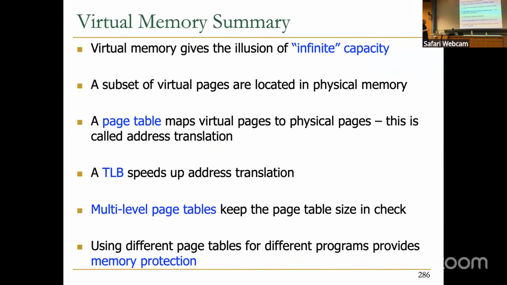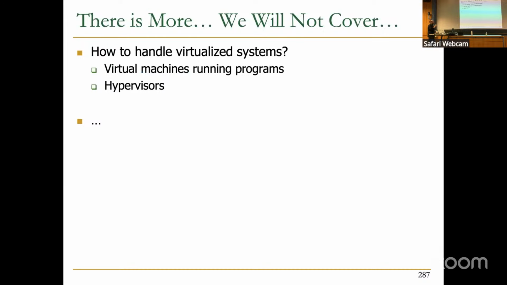And in summary, virtual memory gives the illusion of an infinite capacity. We have a subset of virtual pages which are located in physical memory. Again, the page table manages the virtual page to physical page mapping. This is how we do address translation. The MMU and the TLBs speed up the address translation process. The multi-level page tables keep the page table size in check, and using different page tables for different programs provides memory protection with the access control bits and with all the things that we discussed.